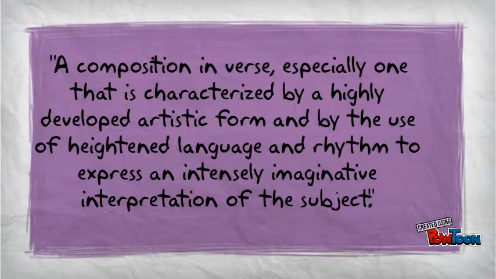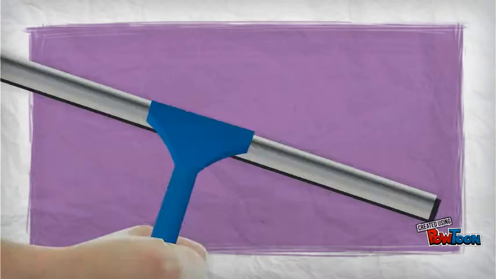Well, the dictionary says a poem is a composition in verse, especially one that is characterized by a highly developed artistic form and by the use of heightened language and rhythm to express an intensely imaginative interpretation of the subject. Well, that doesn't exactly make it any easier to understand.